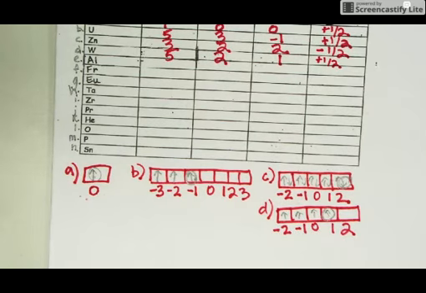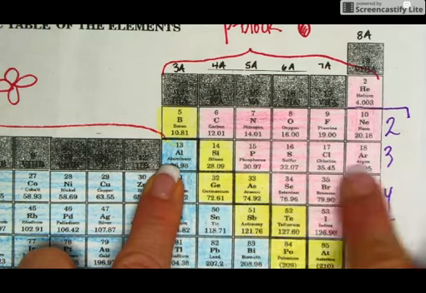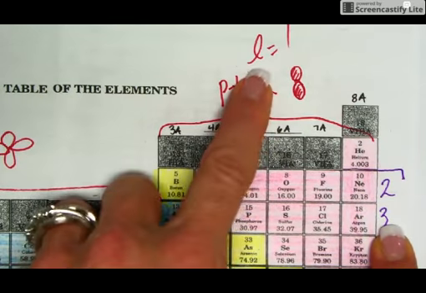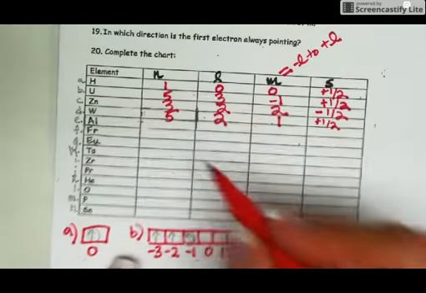Okay, let's look at aluminum. He's the next one on your homework. Aluminum, his energy level is 3. Third energy level, he's in the P block. So for all the P's, L equals 1. So 3 and 1 are the first 2 quantum numbers.